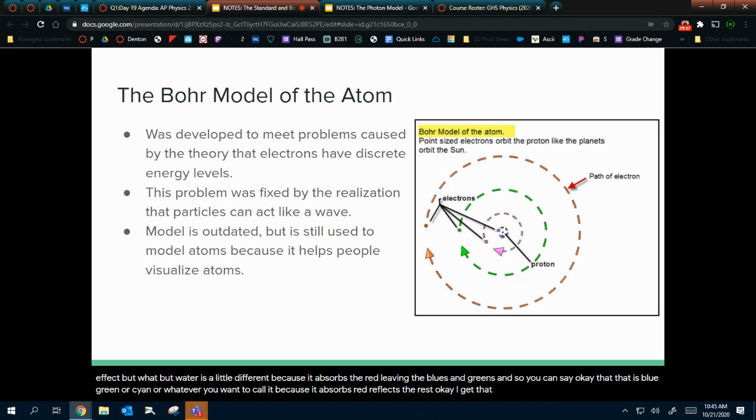Okay, I get that. But if you've ever scuba dived, you'll notice that as you go lower, it just absorbs more light until you get to the point where it absorbs all of it.